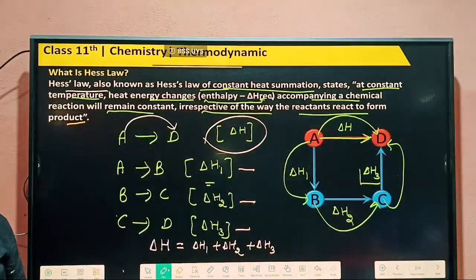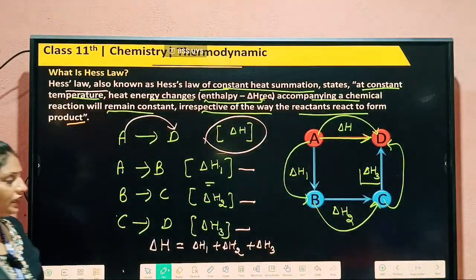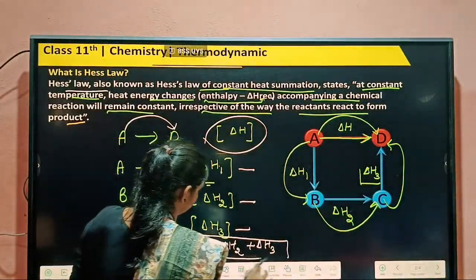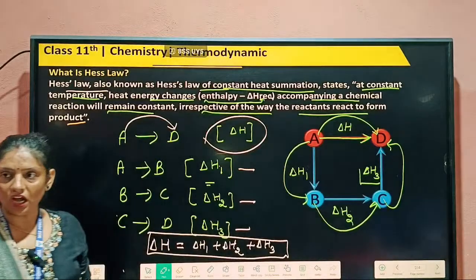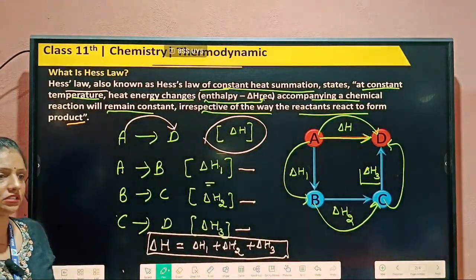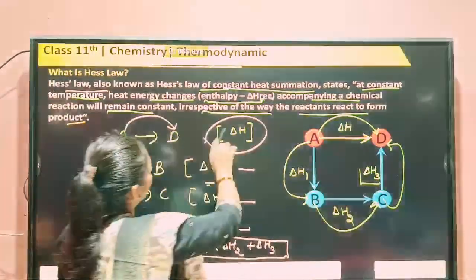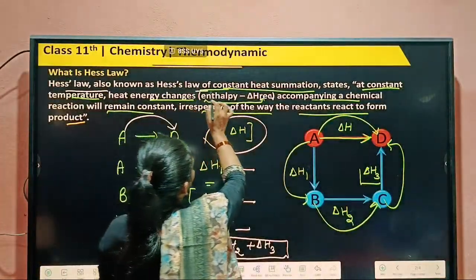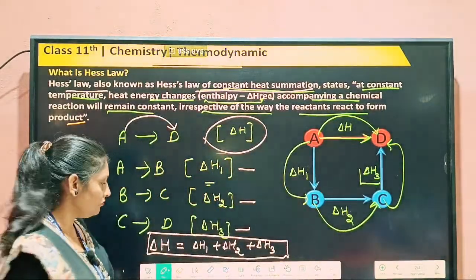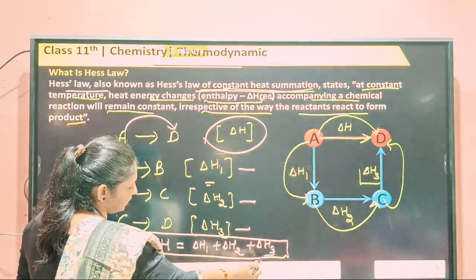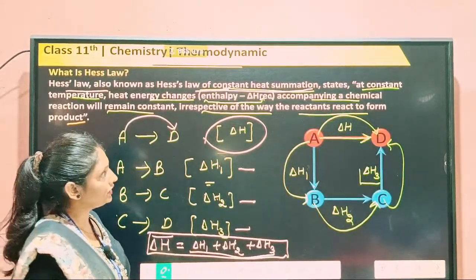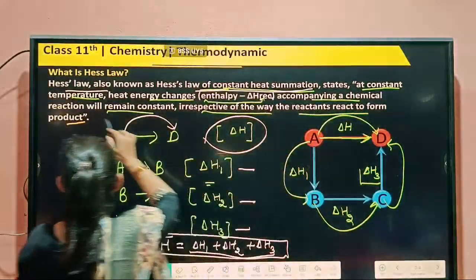Is it clear to you or not? It means we can say that total enthalpy is constant here. So now try to understand the definition. Here it is known as the law of constant heat summation. It means the heat summation, this enthalpy, will be constant at constant temperature.